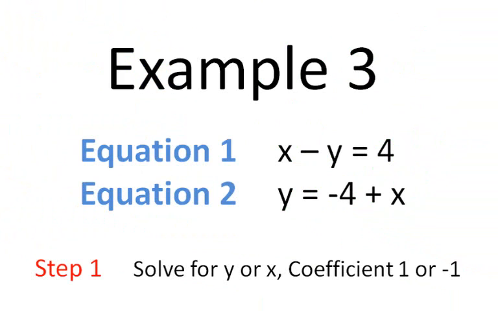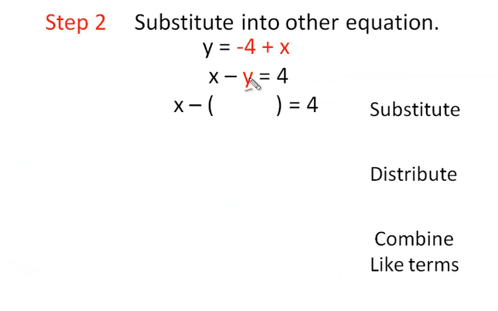Okay, in this third example, we have another system of linear equations. We're going to solve by using substitution. So looking at step 1, solve for y or x, coefficient of 1 or negative 1. This is already solved for y. Okay, so from here we could just jump straight into step 2. We're going to plug in what we know y is equal to right here. So for y, we're going to plug in negative 4 plus x. Okay, so that was our substitution step.